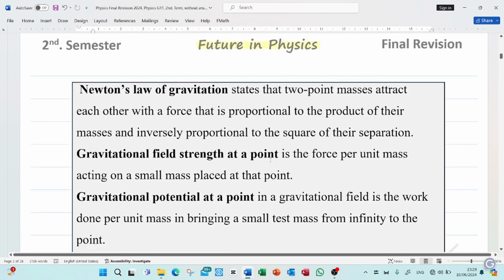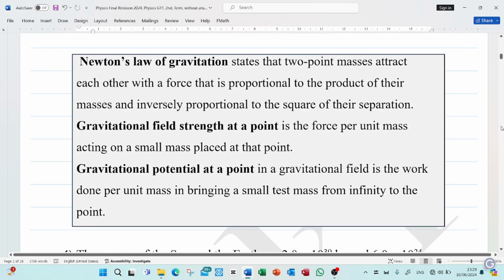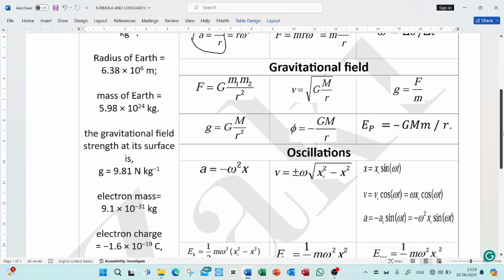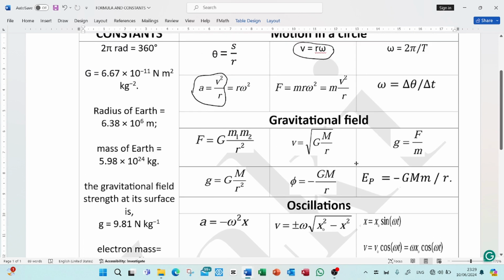Now, next part about gravitational field. We go to the formula sheet here. So gravitational force, F equals G m1 m2 over r squared. v is the speed of satellite, square root of G M capital over r. g, gravitational field strength, F over m, and so on. And remember, the constants here are given, this is the given for G, and also this is the radius of the earth, r capital, and this is the mass of the earth, and this is g on the surface of the earth.